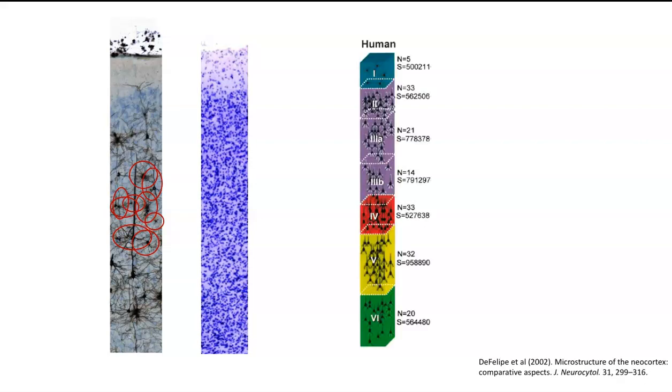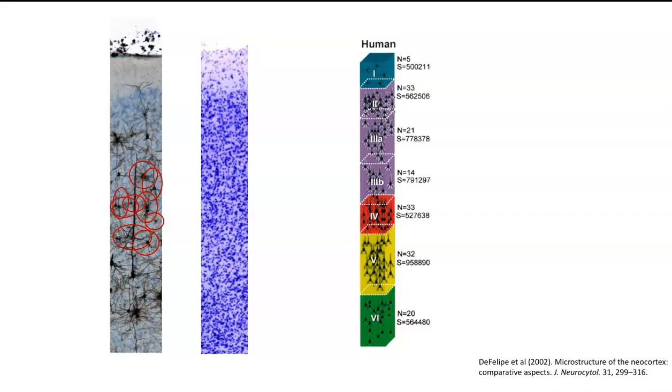So that raises a question then: okay, it looks really crowded. How many neurons are present in the brain, and how many synapses is each neuron getting? Well, this has been addressed by a number of researchers, including by De Felipe and his colleagues, and I'll show you some of that data.